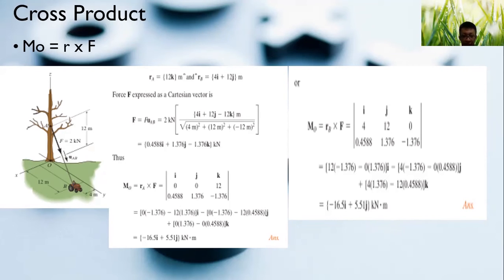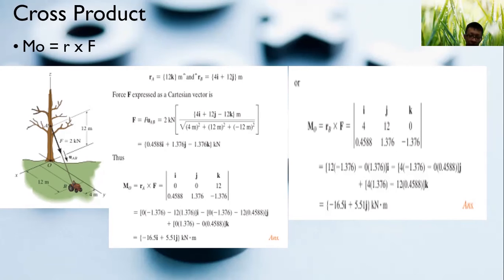So 0 is A, it times negative 1.376, which is D. So AD minus BC. BC is 12, and then C is 1.376. So AD minus BC equals 0 times negative 1.376 minus 12 times 1.376, and then bracket I. And for J it is very special, since we need to insert a negative sign in front of it. So it will be a negative sign here, and then we will use AD minus BC again.